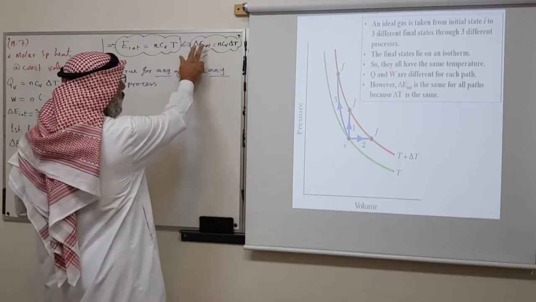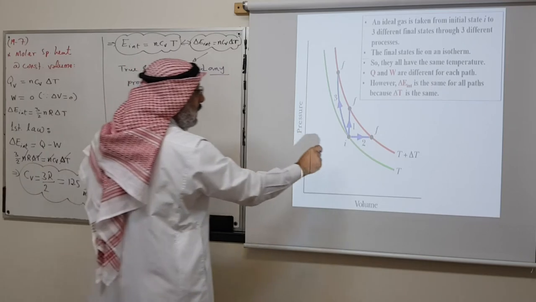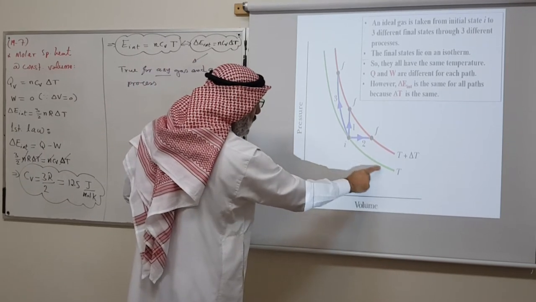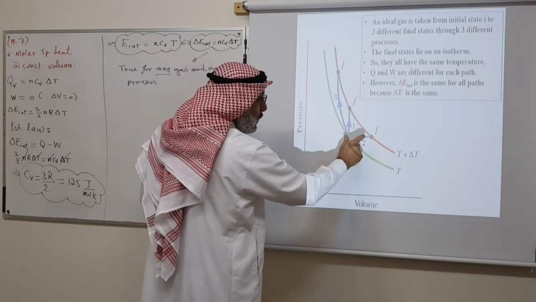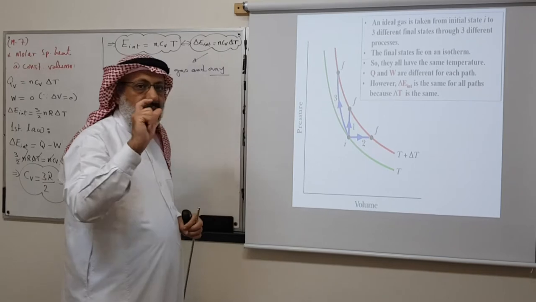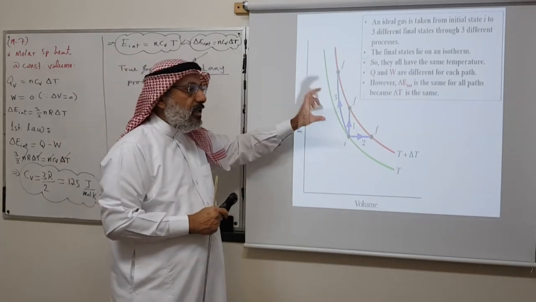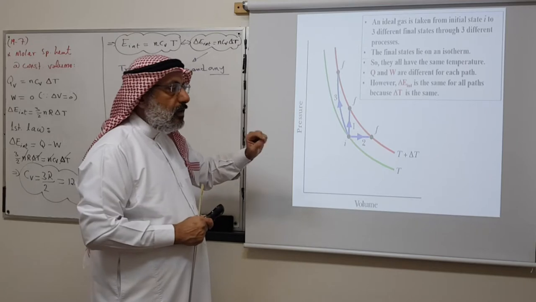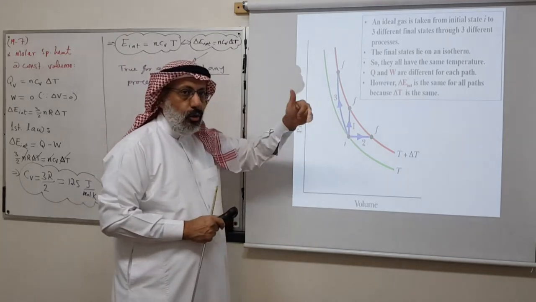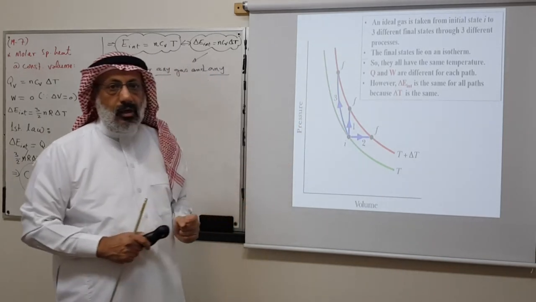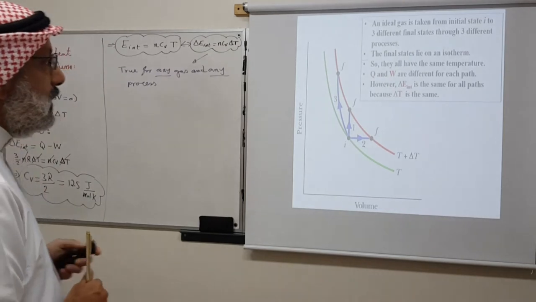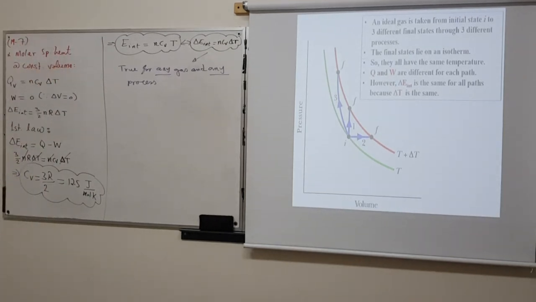But delta E depends only on delta T. Here, the initial temperature is T. The final temperature for all three states is the same. So delta T for all three processes is the same. Since delta T is the same, delta E internal is the same for all three processes. Q is different, W is different, but because they all follow the same temperature line, delta E internal will be the same for all of them. So this is the first process, the molar specific heat at constant volume.